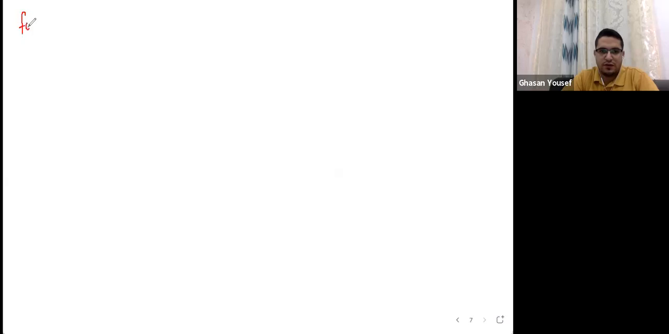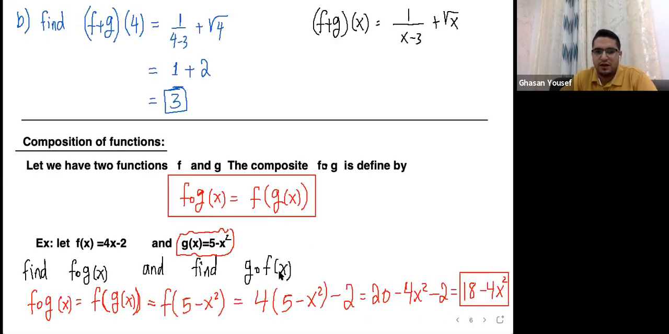So before I start doing the second one, I have to write the first one: f circle g of x equals 18 minus 4x squared. Okay, now for the second function, g circle f of x.